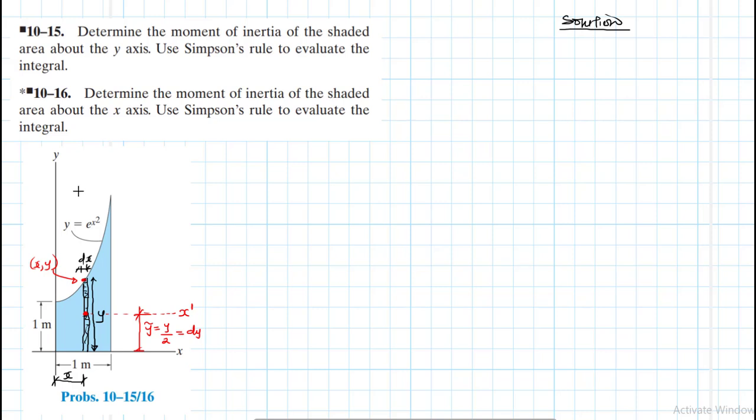Okay, before I describe mathematically what the parallel axis theorem is, let me define our dA. Our dA here is just going to be equal to our height, which is y, times the thickness, which is dx. So the parallel axis theorem is Ix is equal to Ix prime plus dy squared, okay, times the area.